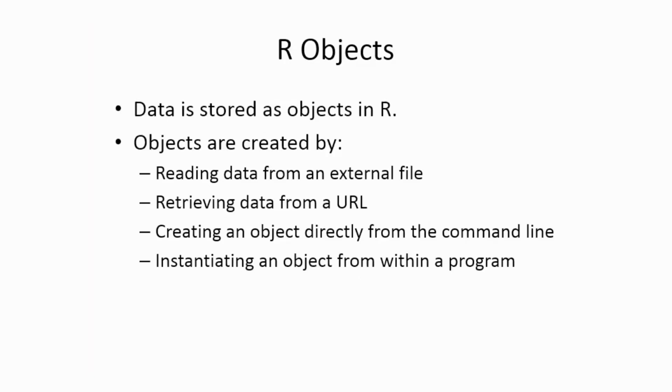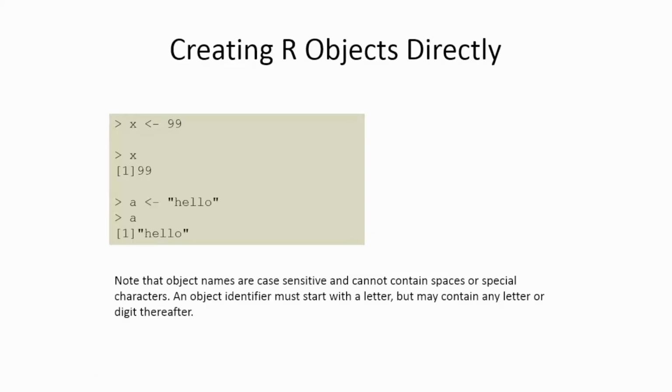Now, in R, data is primarily stored as objects. Objects are created through one of several mechanisms, either by reading data from some kind of an external file, retrieving data through a URL from a website, creating an object directly from the command line, or instantiating an object from within a program. To create an object directly is actually pretty straightforward. You do really nothing more than assign a value of some sort to an object that you make up.